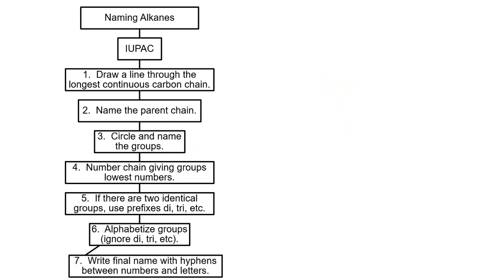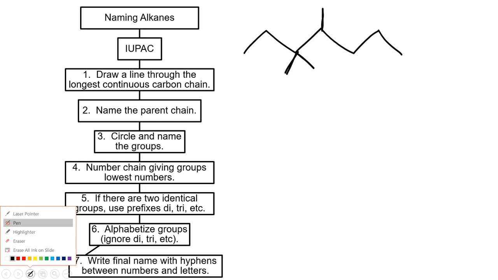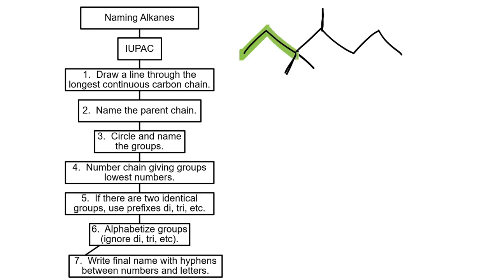Let's try a couple more examples. Let's try one more that we need to name. We'll put some branches on this. Again, let's find the longest continuous carbon chain. So we'll go 1, 2, 3, 4, 5, 6, 7 for heptane. And it doesn't seem like adding any of those branches will help, so I'm not going to try those. I'm just going to stick with 7 is heptane.